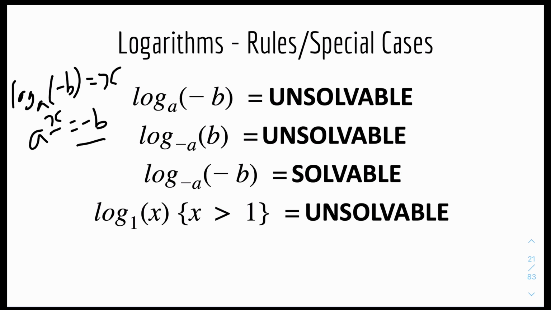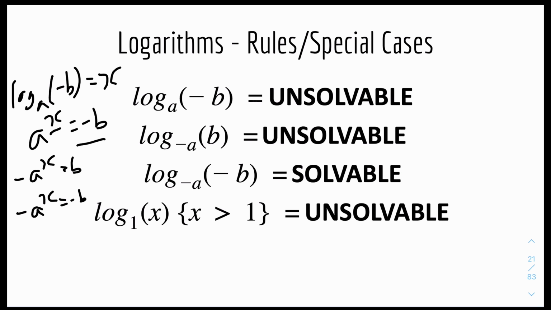It's kind of the same, but just different. We can't have a minus a as the base, and we can't have a real power of x that gives us the value b. So it's unsolvable. But for number 3, we have log base minus a of minus b, which is solvable because minus a can be equal to minus b. It's solvable because in this case both of the numbers are negative, and it's not like one's negative and one's positive.